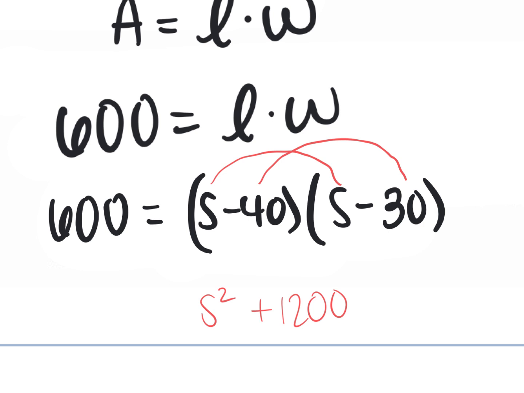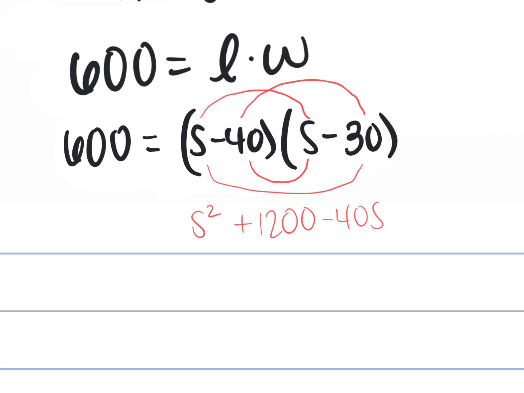Then you do the negative 40 times S. Negative 40 times S, which is negative 40S. And S times negative 30, which is negative 30S. Combined, negative 70S. So from here, this is still equal to what? 600.